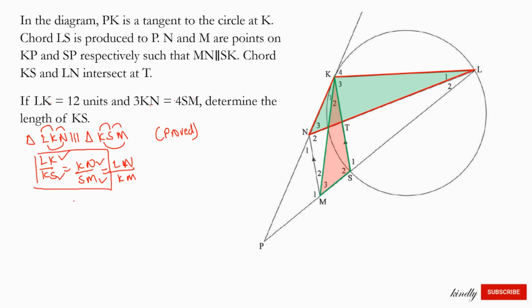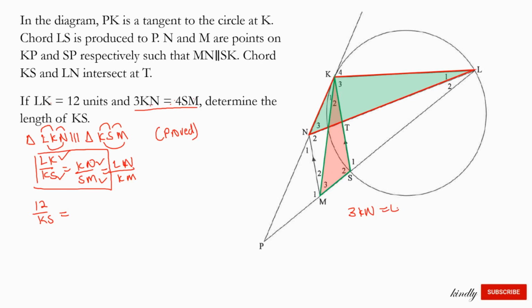Okay. Let's substitute what we have here. LK is 12 units. 12. And then KS, that's what we're looking for, is equal to KN over SM. So using this, we need to find what KN over SM is. Okay, what do we do? Let's just work it here.